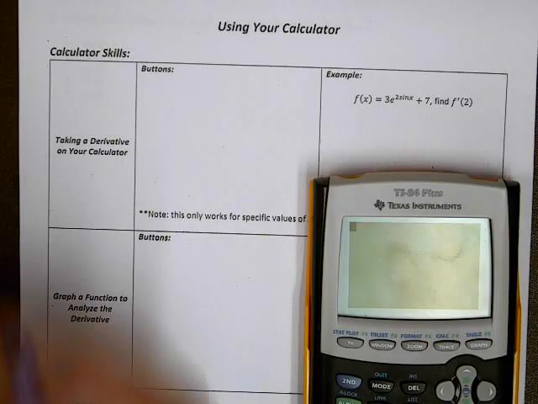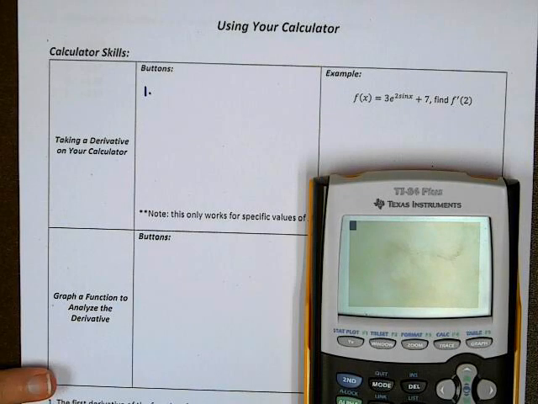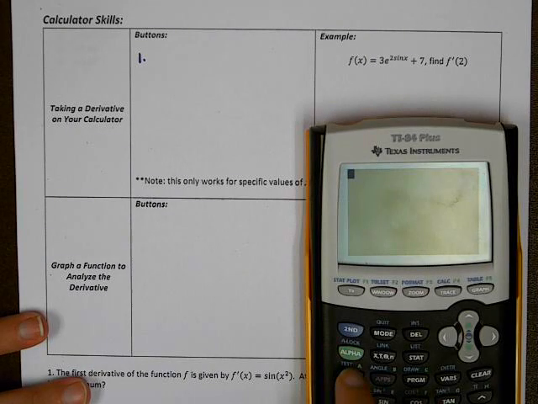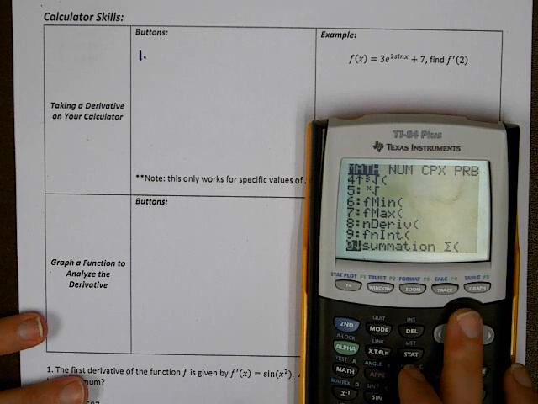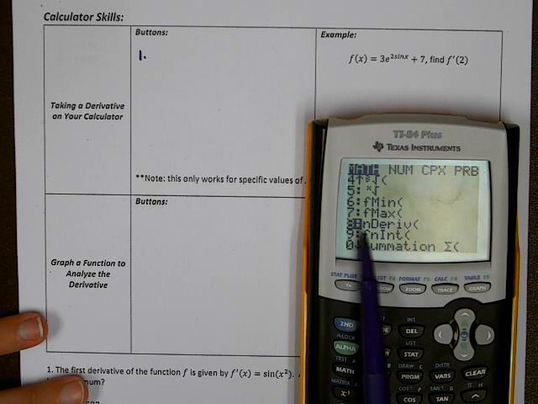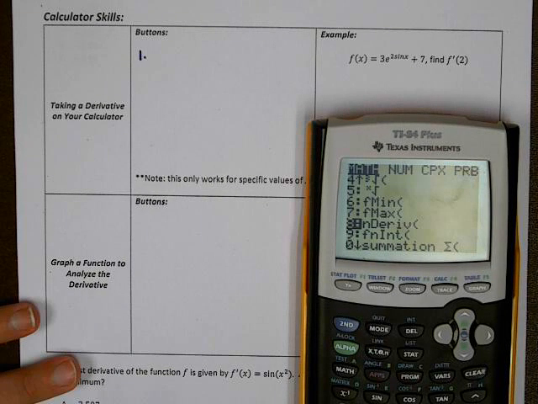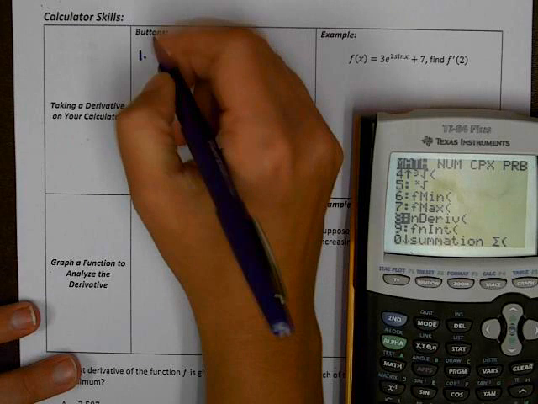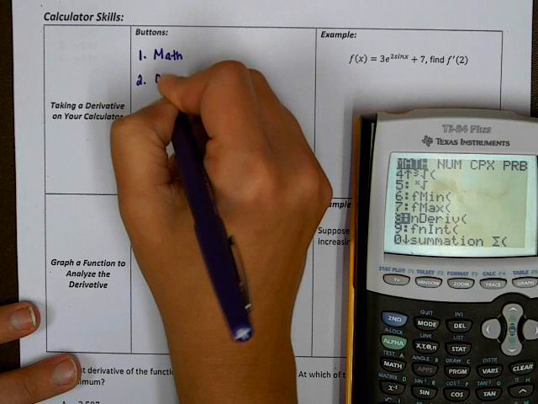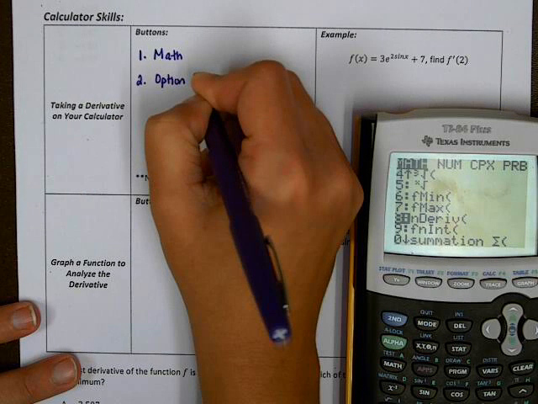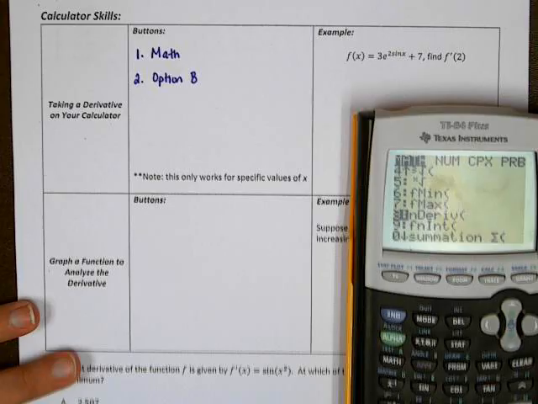So first, we're going to push the math button, which is right here on your calculator, right below the alpha button. And if you scroll down, and you don't have to scroll down every time, I just want to show you, it says in option 8, nDeriv, numerical derivative. That n means the derivative at a specific number. N is for number. So first you're going to push math, and then you're going to choose option 8. Now to do that, you don't have to scroll down every time. You can literally just hit the number 8 and it'll select it for you.